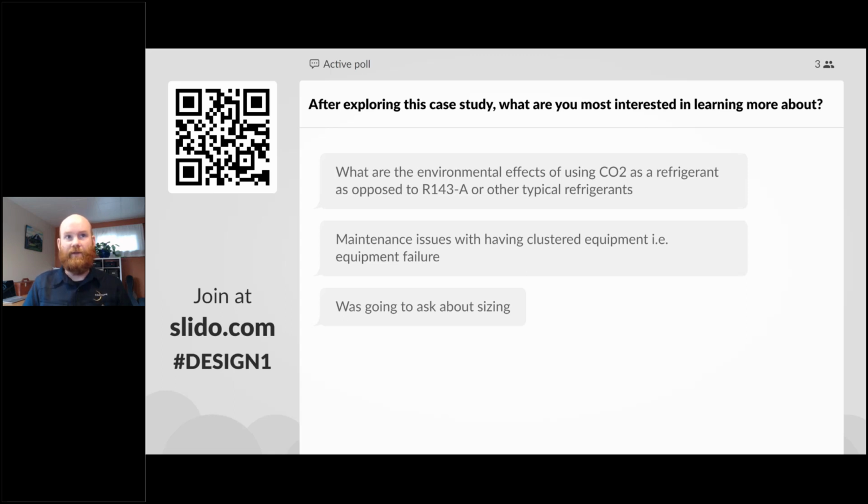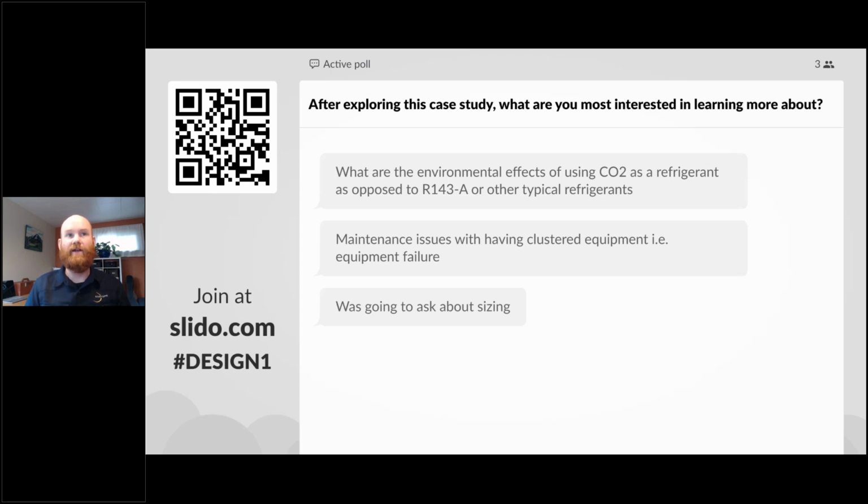So we got some questions here or things we're interested in learning more about. What are the environmental effects of using CO2 as a refrigerant as opposed to R134A or other typical refrigerants? This is a fantastic question. We're going to cover global warming potential and refrigerant selection in session 2, so please join for that.